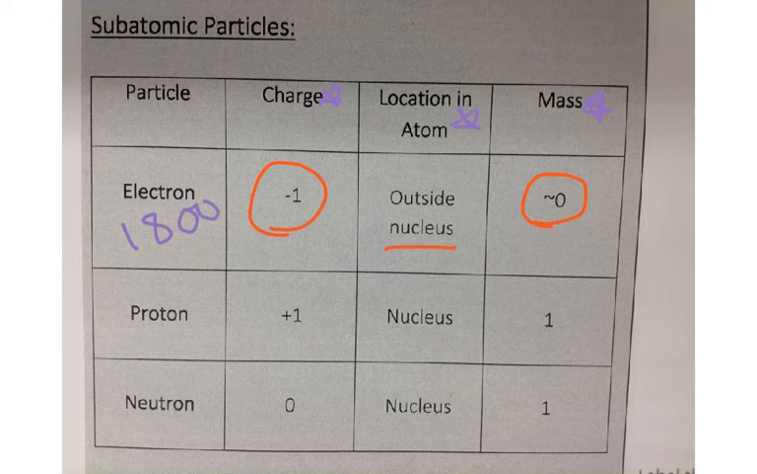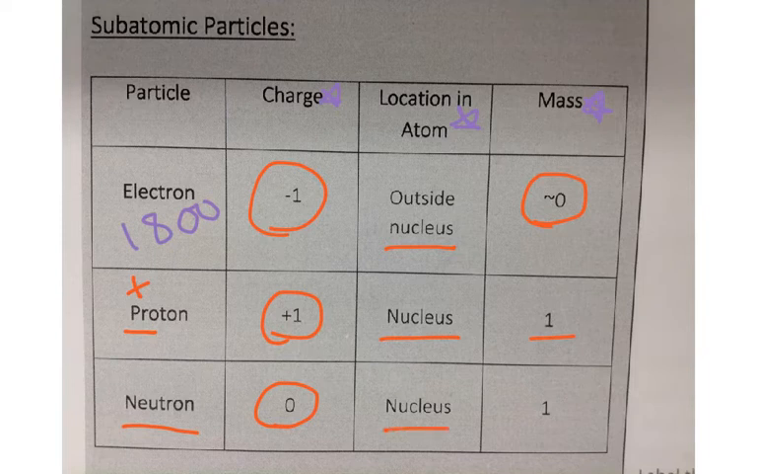A proton, you've got to think of pro is positive. So what is a proton? It has a positive charge. It is located in the nucleus and it has a mass of 1. Neutrons are neutral, and by neutral that means it has zero charge, neither positive nor negative. It too, just like the proton, is located in the nucleus, and it too contributes a mass of 1. So according to masses, protons and neutrons are equal to each other. As far as charges go, electrons and protons contribute towards the charge of an atom.